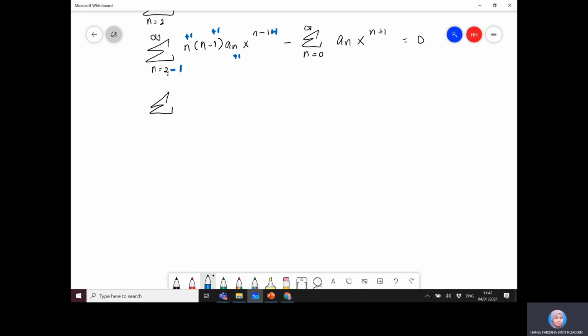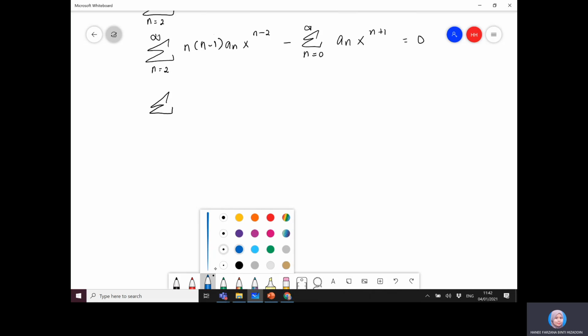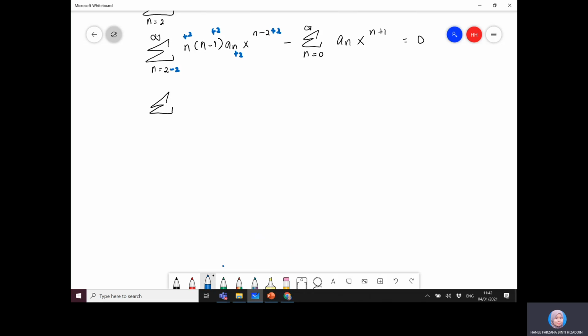Sorry, this is not minus 1, right? So this is minus 2. So this is plus 2 then. Plus 2, plus 2, plus 2, plus 2. Then this is minus 2 since I added 2 up there. So I minus 2. So now we start from n equals to 0 to infinity.